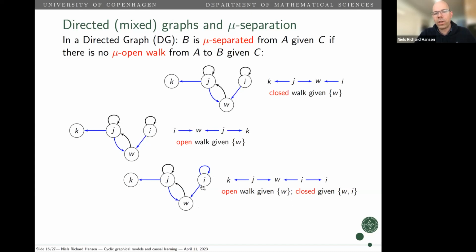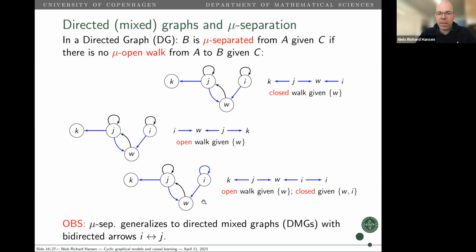And the way you should think about this is that the tails are actually pointing backwards in time, and the heads are pointing up to the present. So when we do this walk here, we are going back in time, and going back in time, we need to be able to get back into the present for this to be open. Right. And if we condition on the history of I, then we are blocking this path from back in time up to the present.